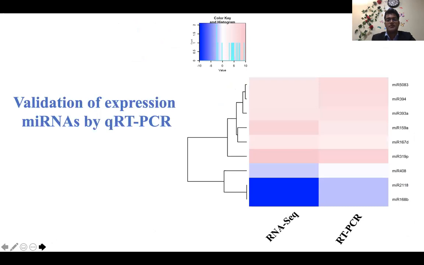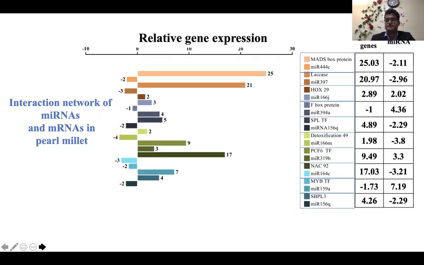Then we also validated the expression of these microRNAs by qRT-PCR. In our qRT-PCR result, microRNAs showed almost the same expression pattern as RNA sequencing. Then we also performed qRT-PCR analysis of microRNAs and their target genes at the same time. These are the microRNAs and these are their target genes. And in our analysis, we found that both these microRNAs and their target genes show contrasting expression patterns, which we expected.